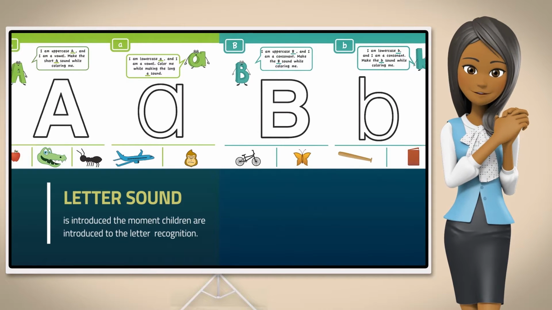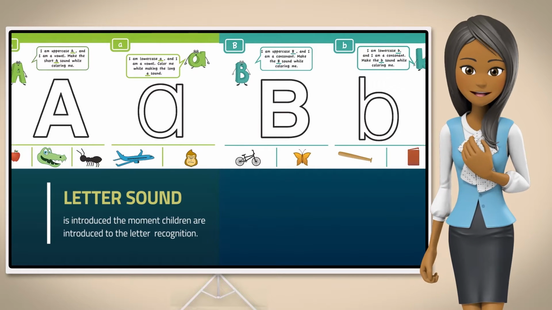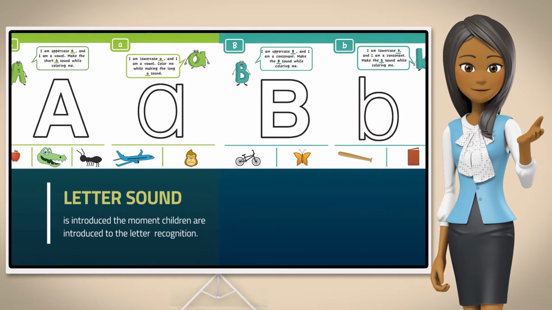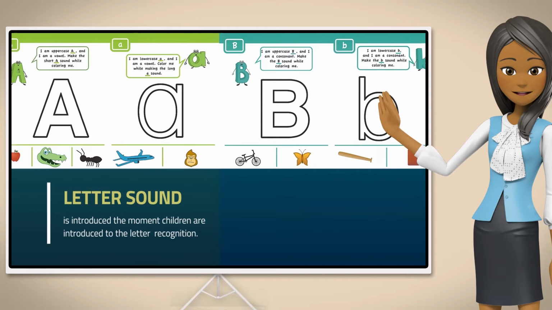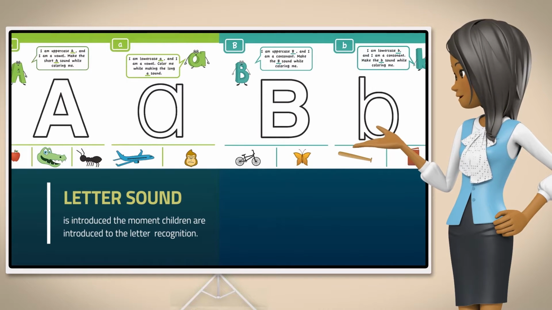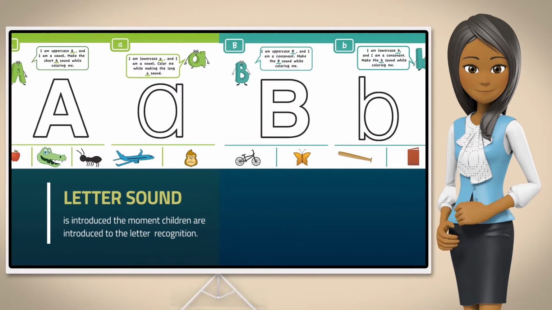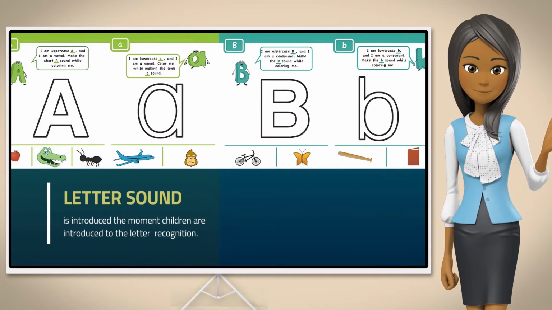The same is done on page 36, where children are shown mouth formation for the B sound, and encouraged to make the sound while tracing the letter. This builds letter sound memory, which is again reinforced on pages where they are asked to sound the letters while colouring. See pages 25, 27, 40, and 42.